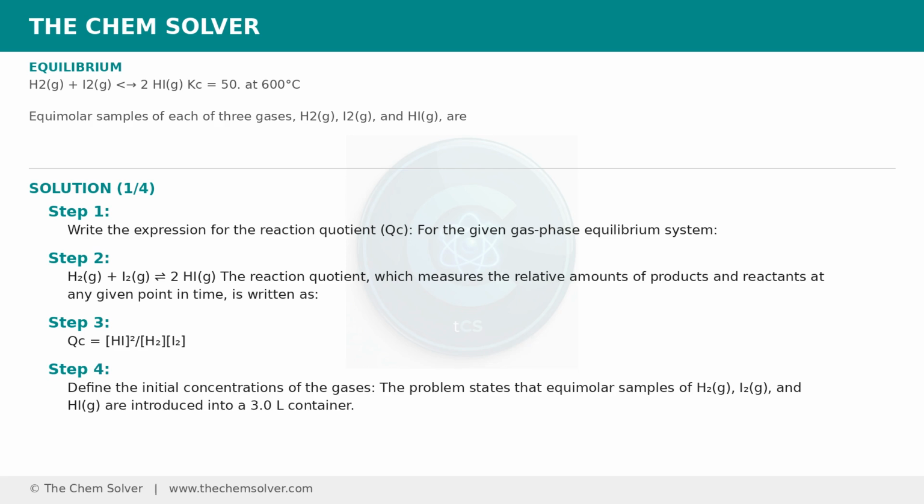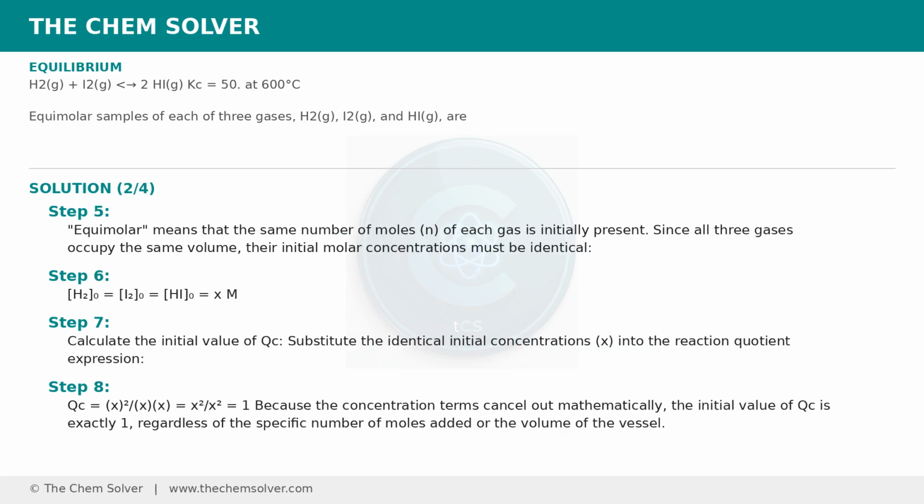Define the initial concentrations of the gases. The problem states that equimolar samples of H2, I2, and HI are introduced into a 3.0 liter container. Equimolar means that the same number of moles, n, of each gas is initially present. Since all three gases occupy the same volume, their initial molar concentrations must be identical: [H2]0 = [I2]0 = [HI]0 = x M.